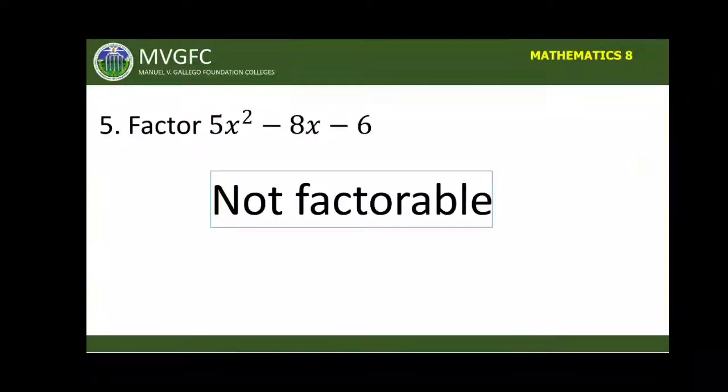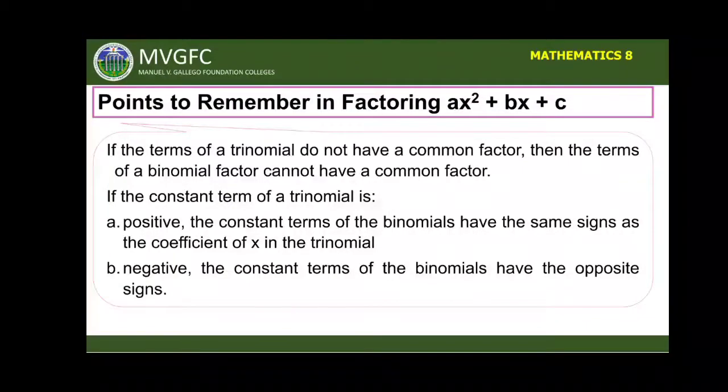okay? So, here, these are the points to remember in factoring ax squared plus bx plus c. If the terms of a trinomial do not have a common factor, then the terms of a binomial factor cannot have a common factor. Another thing is that if the constant term of a trinomial is positive, the constant terms of the binomials have the same signs as the coefficient of x in the trinomial. And lastly, if negative, the constant terms of the binomials have the opposite signs.